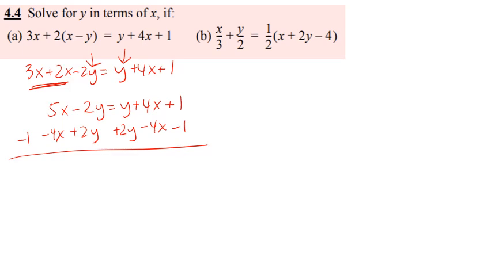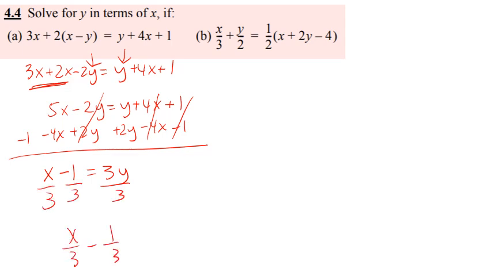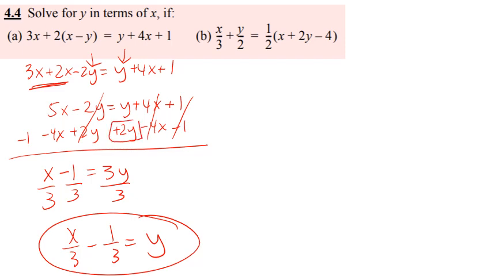5x minus 4x is 1x minus 1. This goes to 0. These are 0 too. And then that's going to be 3y. Divide everything by 3 separately. X over 3 minus 1 over 3 equals y. If you, in the beginning, subtracted y on both sides, at this step right here where I added 2y, you would have had the y on the left side, and you would have gotten the same answer.